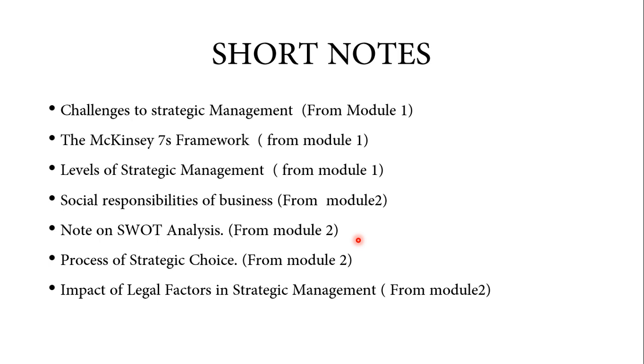The McKinsey 7S framework again from module 1. Level of strategic management from module 1, which is already covered up. So once you learn those answers, both these parts get covered up. Social responsibility of business, SWOT analysis, process of strategic choice, impact of legal factors in strategic management. All these topics have been covered up under module number 2. You all can just still note down the question. So when you all are going to study these answers, you all need to study very well because it can cover up both the parts or both the aspects of your paper.